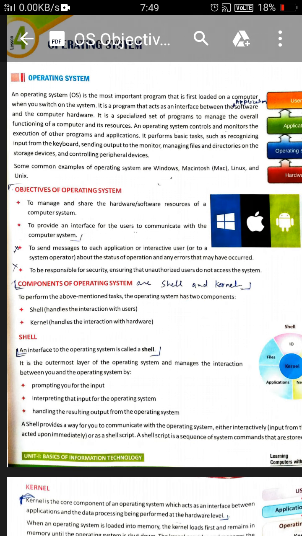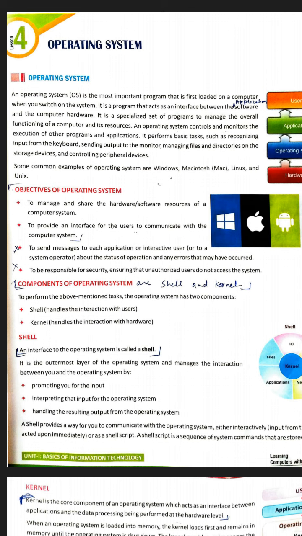Firstly, what is the operating system? Operating system acts as the interface between the user and the hardware. It means whenever you are communicating with the computer and its hardware, it is done with the help of the application software. So the communication between the application software and the hardware is done by the operating system.